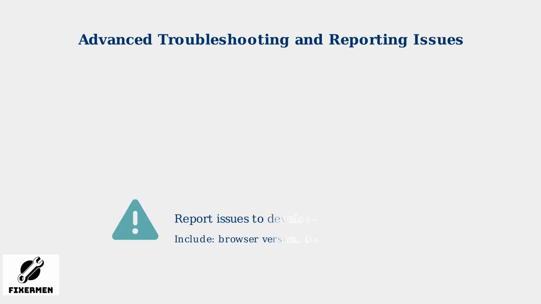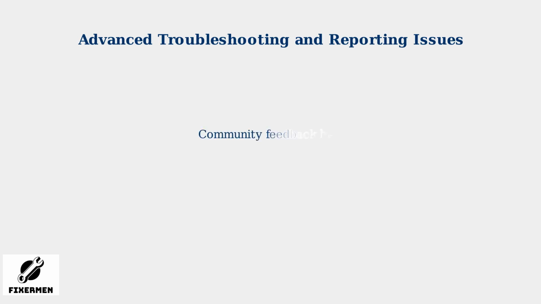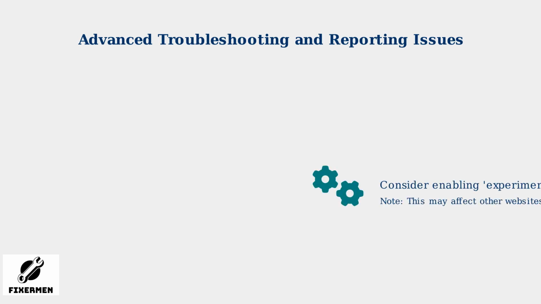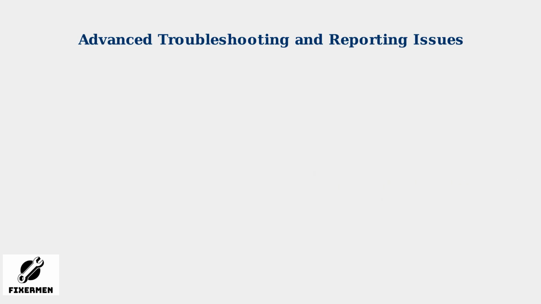You can also report the issue directly to the developer, Stray Rogue, providing detailed information about your browser version, operating system, and any error messages you encountered. Community feedback is crucial as it helps developers improve the extension and address compatibility issues quickly. As a last resort, consider enabling the Experimental Web Platform Features flag in your browser settings, though be aware this may affect other websites. These advanced steps should help resolve persistent issues with Bongo Cat not opening after updates.